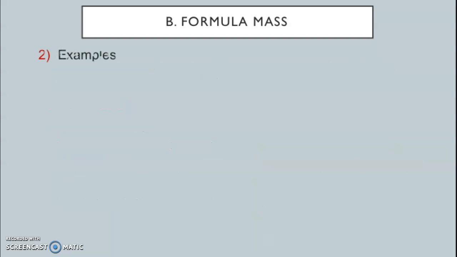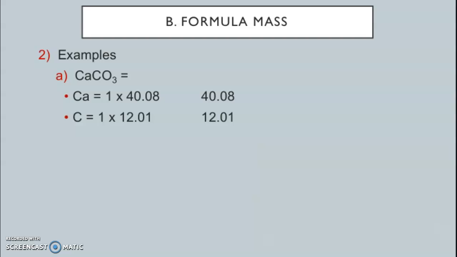Okay, here we go. So our first example, calcium carbonate. That would mean we'd look up the mass of calcium, which is 40.08 on our periodic table, and there's only 1 of those. Mass of carbon, there's only 1 of those. And the mass of oxygen, in which there are 3. And then we would add these masses together, and the unit we would use would be AMU.